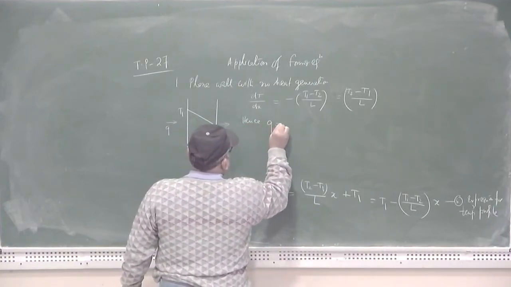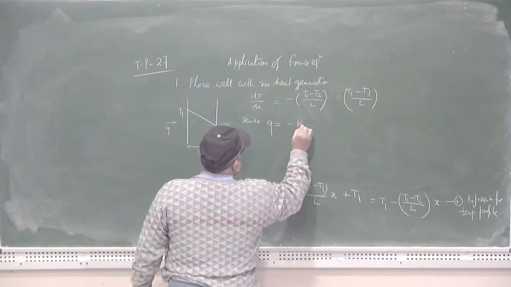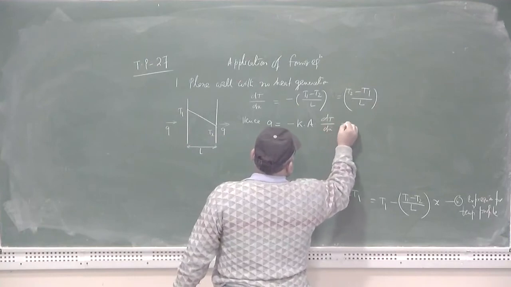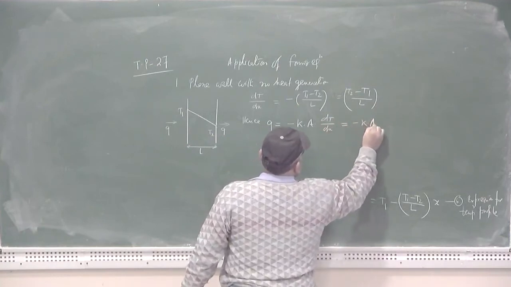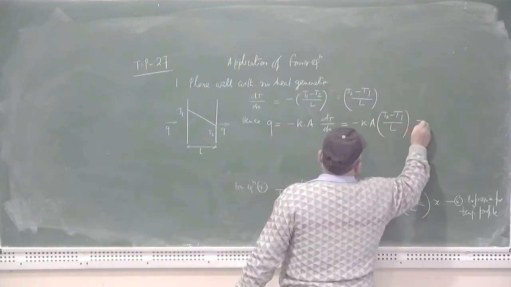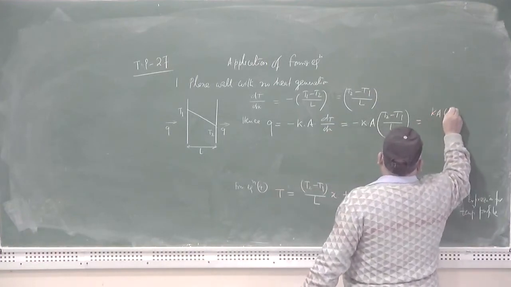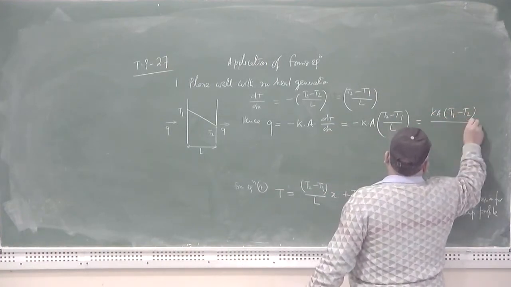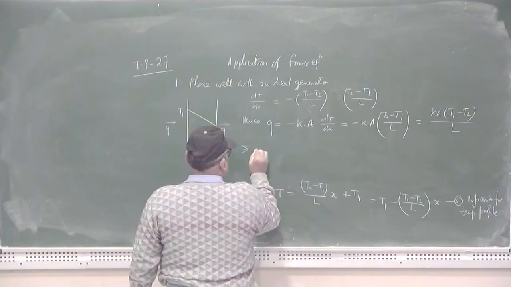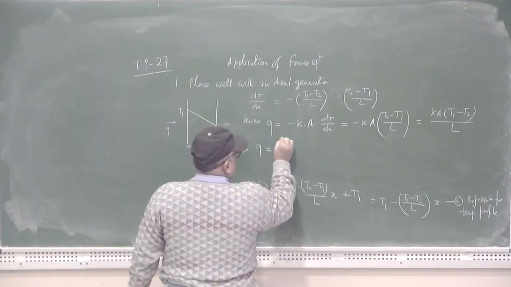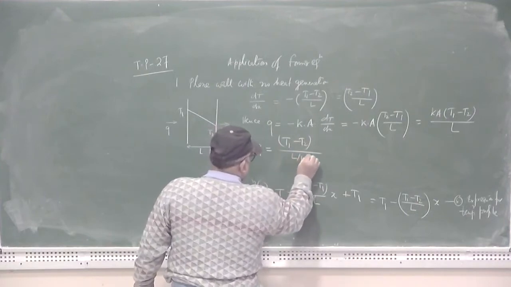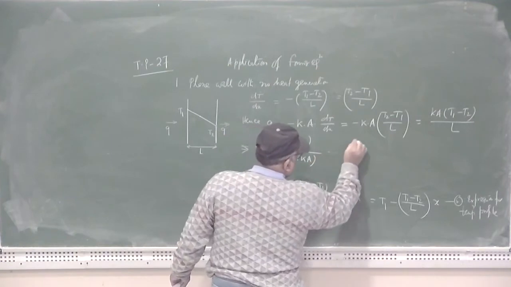Q, that is the heat flow rate, will be equal to minus K into A into dT upon dx, that should be equal to minus K into A into (T2 minus T1) by L, that can be written as Q equal to (T1 minus T2) divided by L upon KA. Let it be equation number 6.